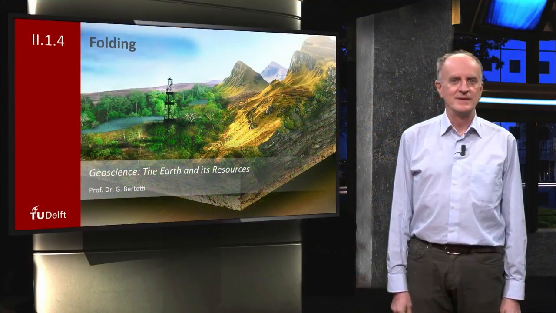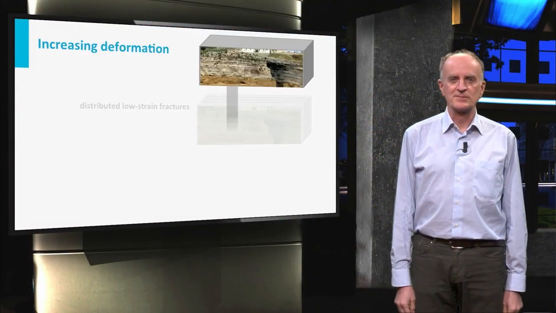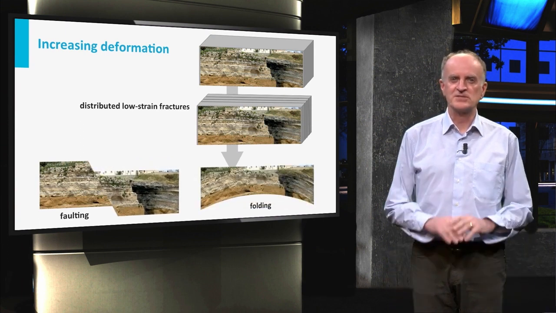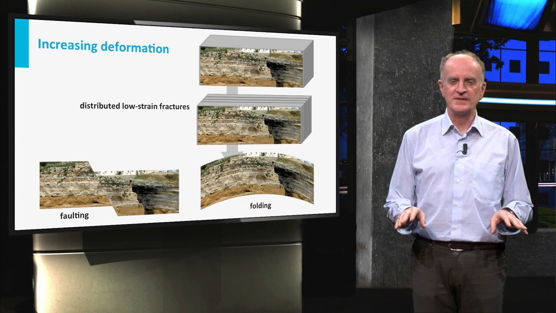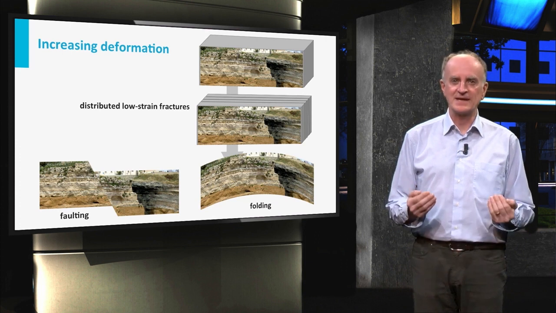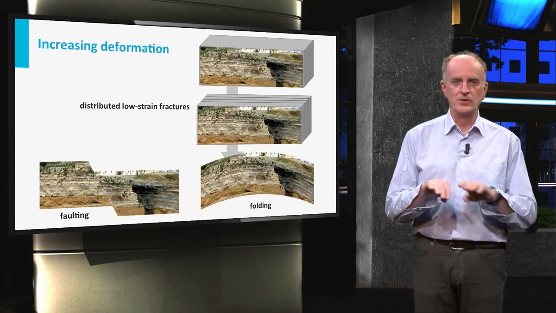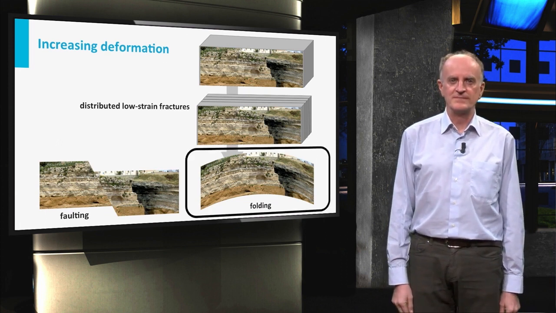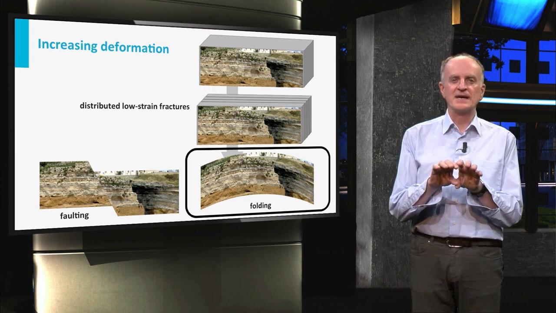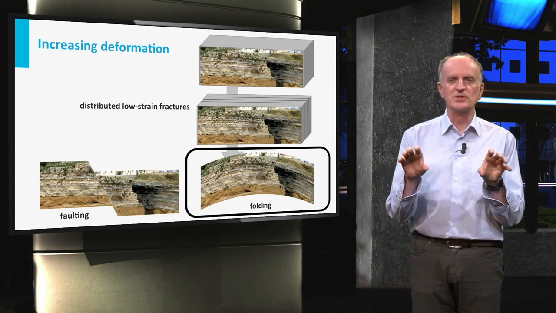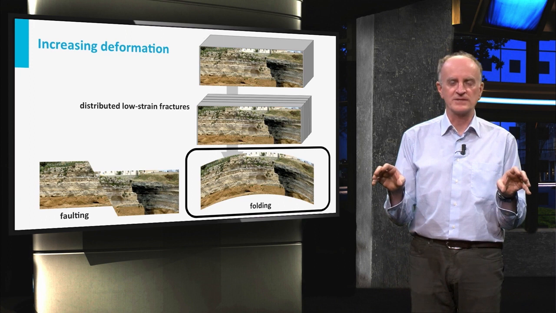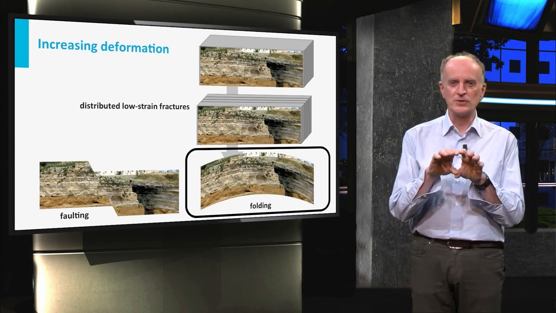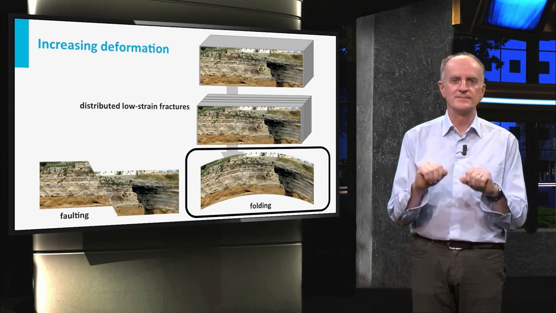Welcome. We've seen in the previous slides that rocks with increasing deformation develop first a fracture system distributed over a large portion of the body and eventually become mechanically unstable, forming faults or folds. Today, we will focus on folds. Folds are characterized by the homogeneous distribution of deformation over the entire structure. Differently from faulting, this means that a rock body does not lose its continuity.